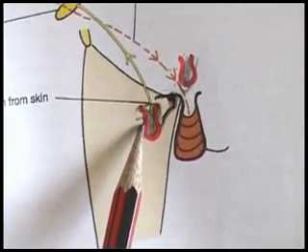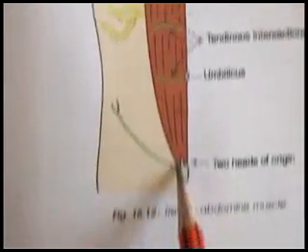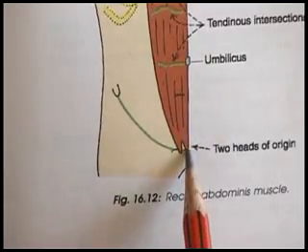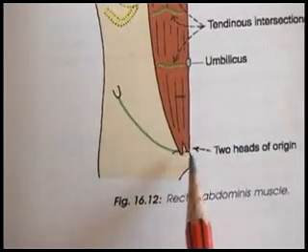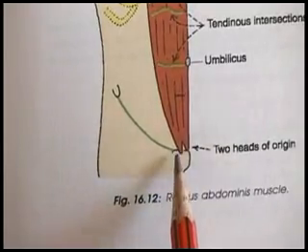From the pubic crest is the origin of rectus abdominis. The medial side is the origin of the medial head of rectus abdominis, and the lateral side is the origin of the lateral head of rectus abdominis.